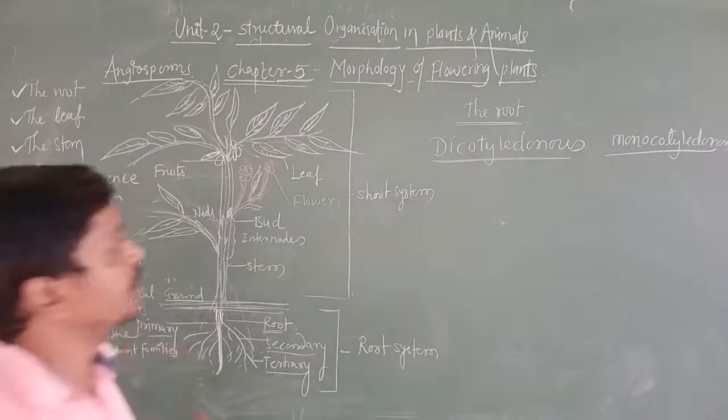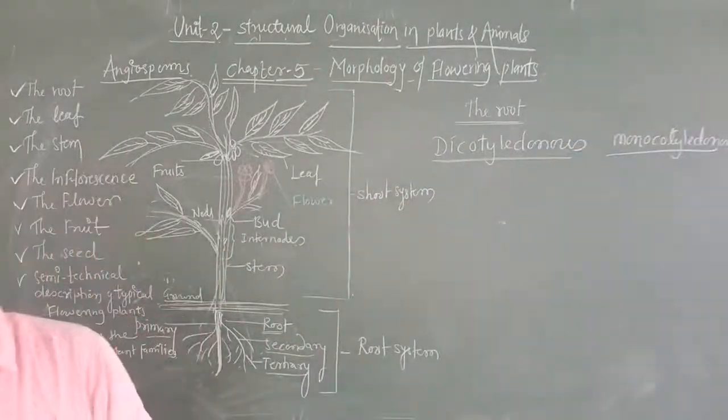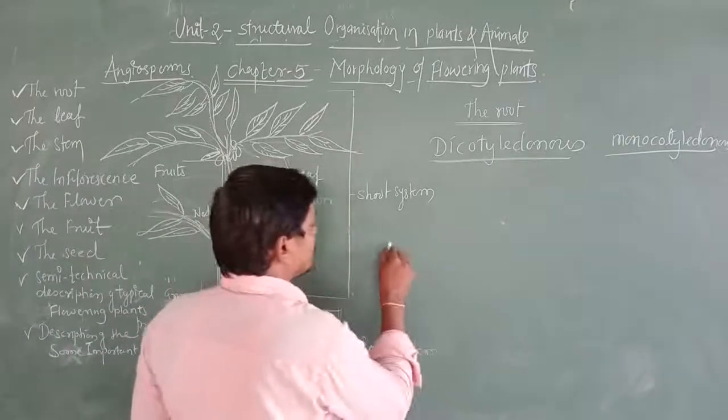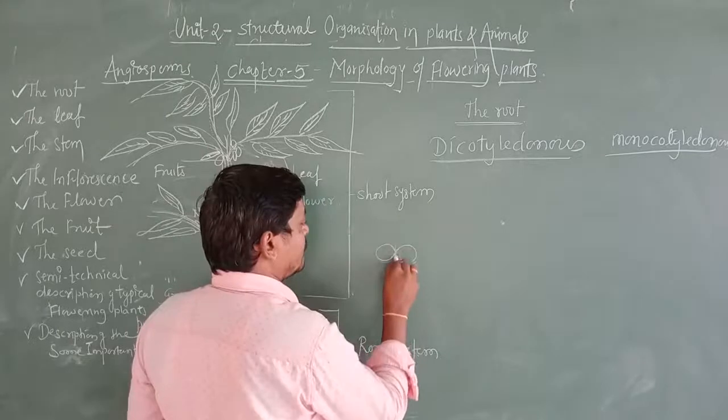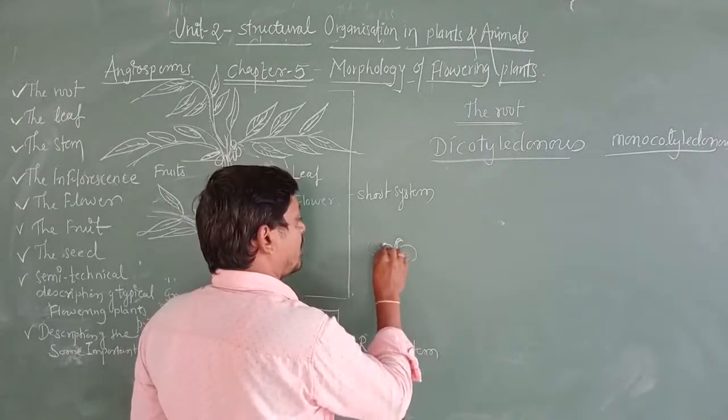Dicotyledonous. This is very important. We are going to remember this, what we are going to call it as spellings. Dicotyledonous and monocotyledonous. Now, I am going to draw one simple structure like this. Here, this is the structure of dicotyledonous.